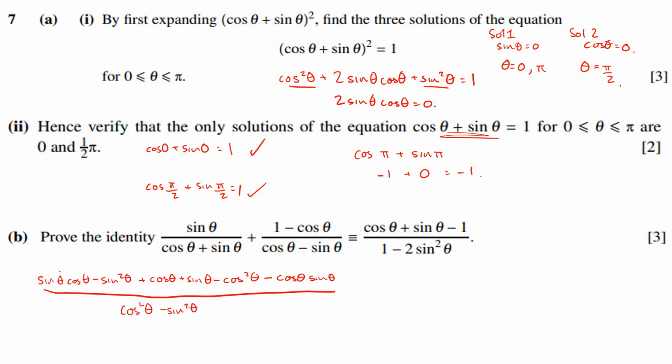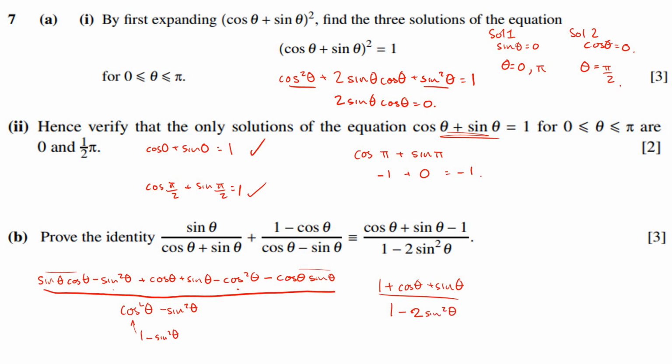This and this, they'll cancel out. These two, that one and that one, will turn into a minus 1. The reason they'll turn into minus 1 is because sine squared plus cos squared equals 1. So you're going to end up with 1 plus cos theta plus sine theta over. Here, this is 1 minus sine squared theta. Take away another sine squared theta. Remember, this 1 minus sine squared theta comes from sine squared theta plus cos squared theta equals 1. So that'll be 1 minus 2 sine squared theta.